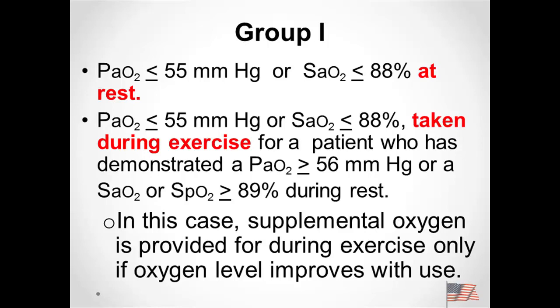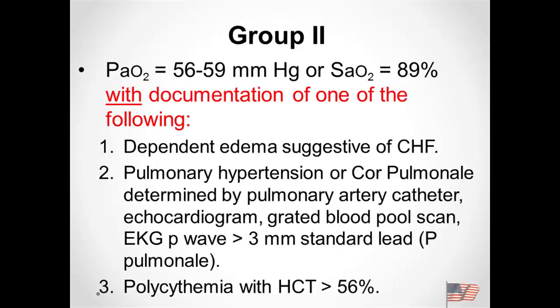If we can document that the oxygen level improves. So less than 55 or an arterial saturation less than 88, or if that isn't met, does that happen during exercise? Second group, well, what about if they're in that range of 56 to 59, or their saturation is at 89?